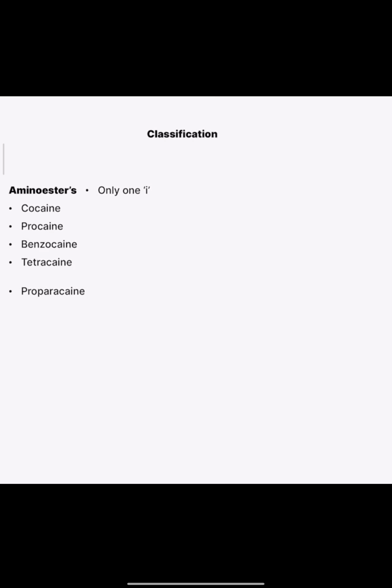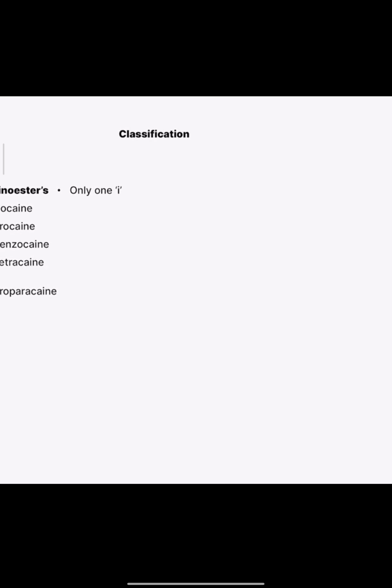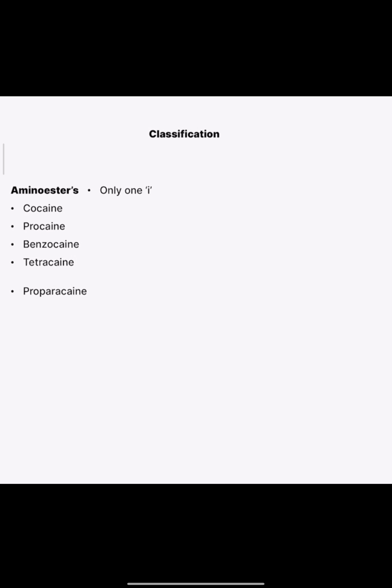Now guys, in local anesthetics, we also need to remember the classification. They are classified into two categories: one is called amino amides, the other is called amino esters. How to identify amino esters? There might be some questions, but it's very easy. If you look at the spelling of amino ester, how many letters I are there? Only one. All amino esters will have one I. Examples: cocaine, procaine, tetracaine, proparacaine and benzocaine. These are amino esters.